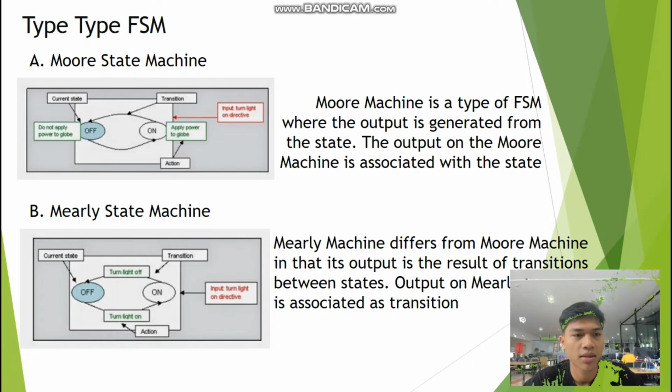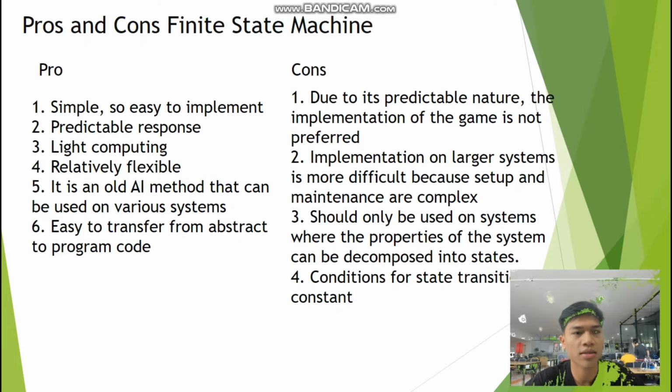Next are the types of implementation. One is the Moore state machine. A Moore state machine is where the output is generated from the state. The output in the Moore machine is associated with the states. Next is the Mealy state machine. A Mealy state machine is different from the Moore in that the output is the result of a transition between states. The output in a Mealy machine is associated with the transitions.